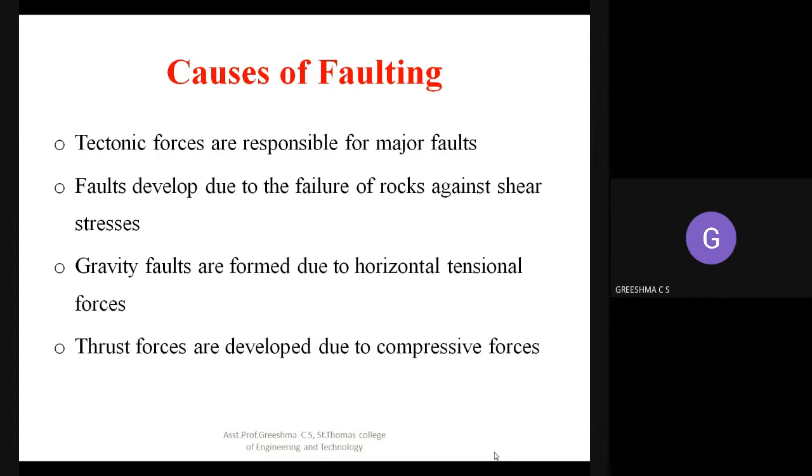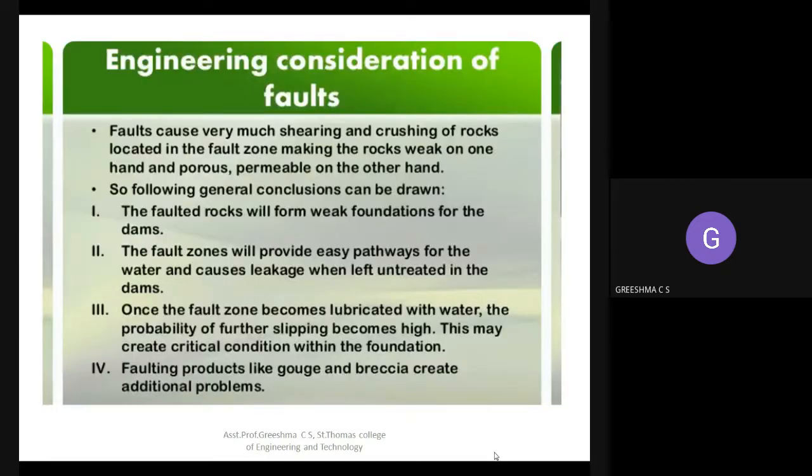So how are faults occurring? Faults are occurring mainly due to tectonic forces, then due to shear failure of the rocks, then due to the horizontal tensional forces, and also due to the compressive forces developed inside the rocks. Because of all these reasons, you can expect a fault to occur. Now, what is the importance of a fault? Why are you studying it in the engineering aspect? Why we are studying a fault, the engineering consideration of a rock.